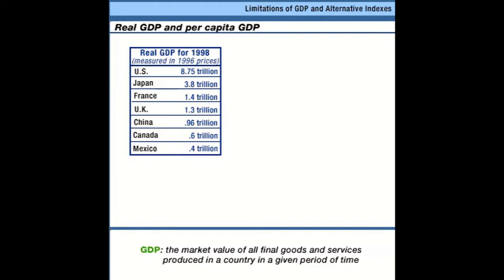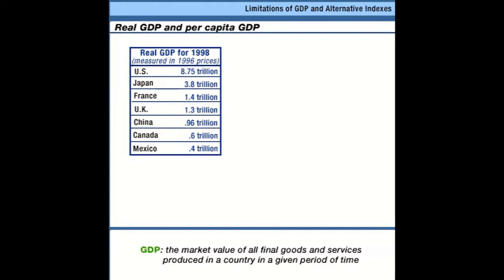Using these numbers, the United States had a real GDP of about $8.75 trillion in 1998. Japan's real GDP is about $3.8 trillion. France's is about $1.4 trillion, and so forth. Looking at these numbers, you might ask, well, what should I make of these? What do they mean? One thing you can do with these numbers is look at how they change from year to year, and that's the information that's reflected in the growth rate of real GDP.